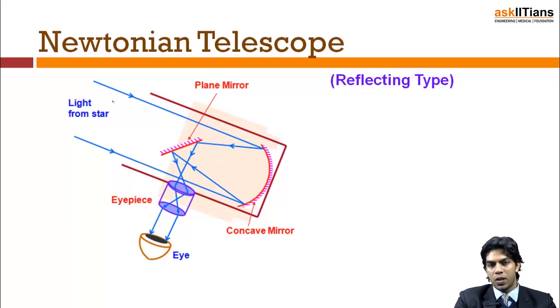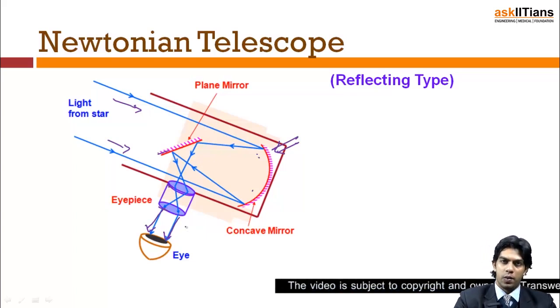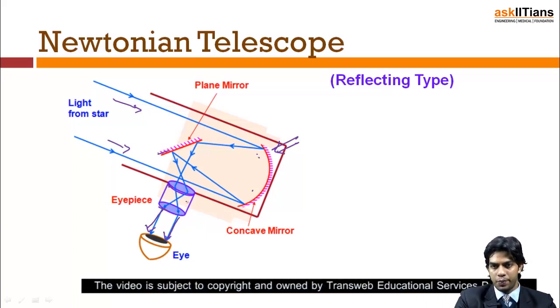The light from the star enters this region, and I have a concave mirror placed over here. After reflection, the light is trapped inside by a plane mirror. So the light coming from infinity gets reflected from a concave mirror, hits the plane mirror, then undergoes multiple reflection over here. Then I have an eyepiece, and I can directly procure the image. So this is how Newton used to see far celestial objects.